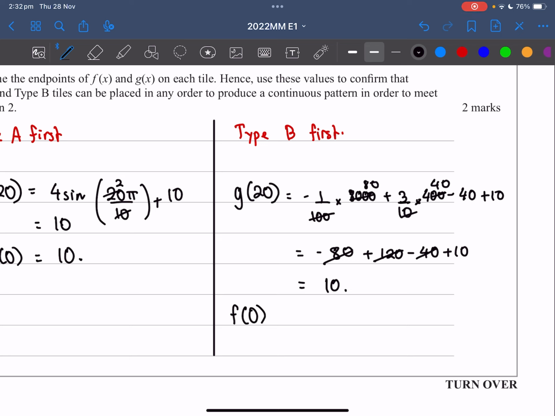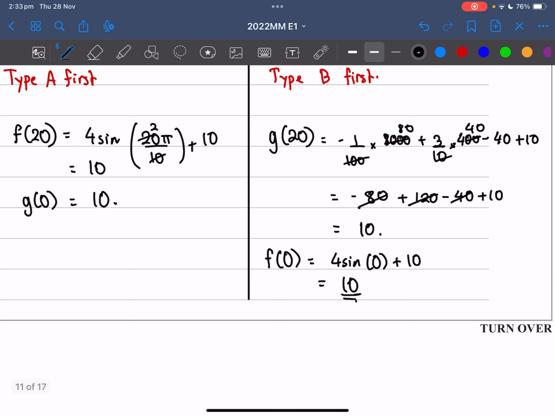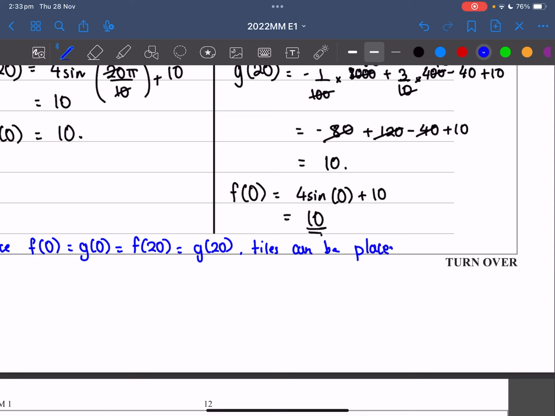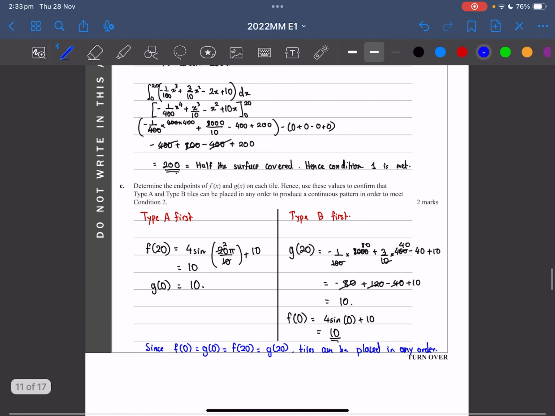And then f of 0, which is 4 sine of 0 plus 10, is simply going to be 10. So as you can see, all the endpoints are equal now, right? So we can say in our last sentence that since f of 0 equals g of 0 equals f of 20 equals g of 20, tiles can be placed in any order. Okay, hopefully this made sense.